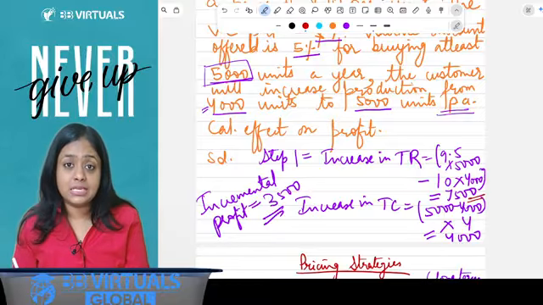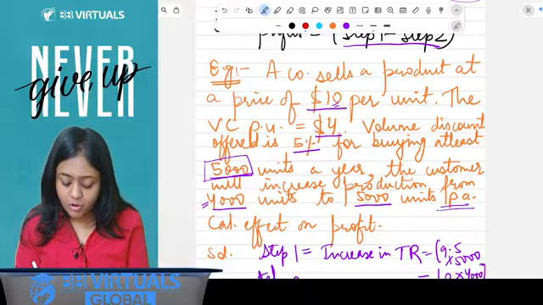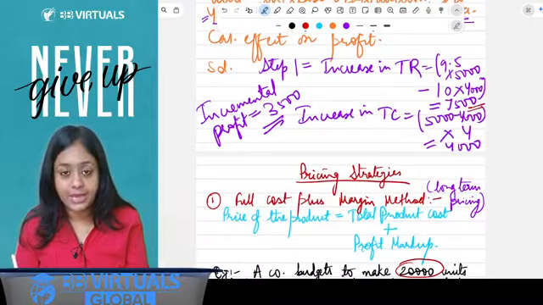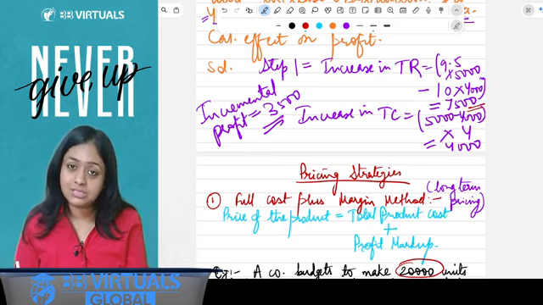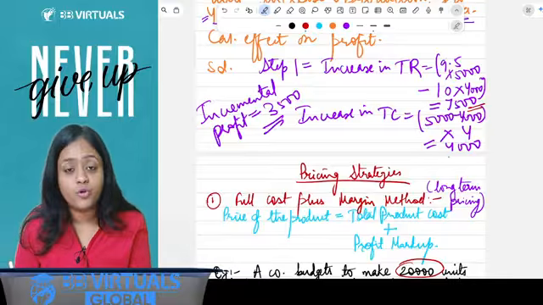Now, what is the increase in total cost? Earlier, the variable cost was 4 and the quantity was 4,000. Now you will have a reduction there. So the quantity has changed from 5,000 to 4,000. Variable cost is the same per unit at 4. So the cost increases by 4,000.